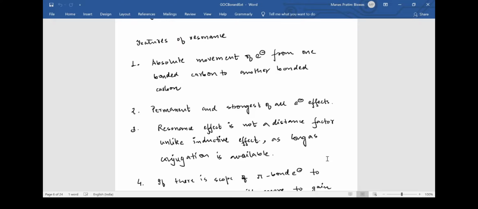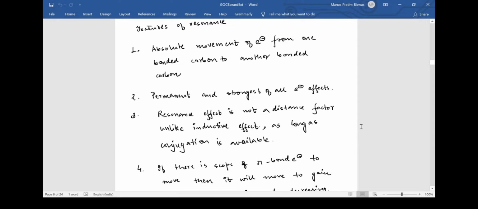But in the case of resonance, we will see that the electrons are moving in absolute terms. What I'm trying to say is that the electrons will move in reality, or they will jump or hop from one atom to the other. So we should no longer see an electron as a discrete unit. The electron has to be seen as a cloud, and the cloud hovers around a group of atoms via resonance. So the first important point to note is that absolute movement of electrons is involved in resonance, and that is why resonance is a permanent effect.